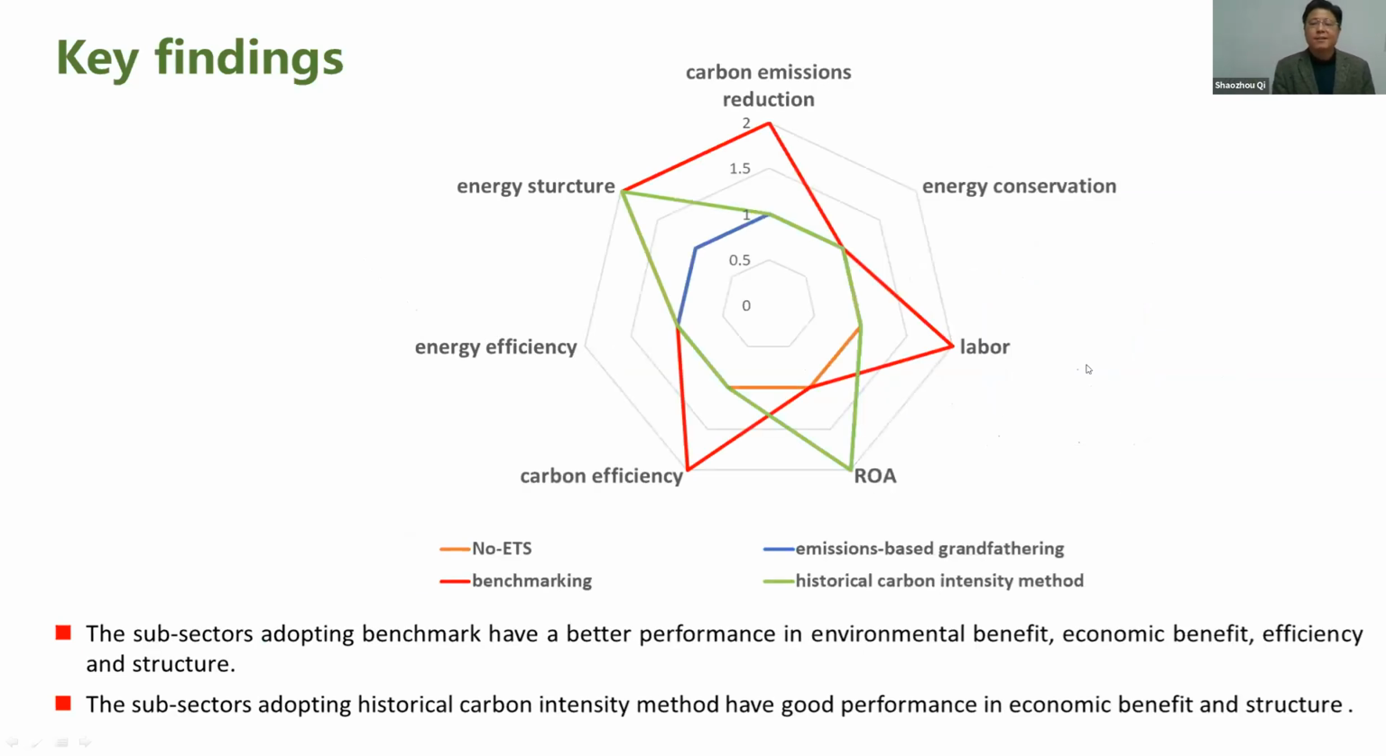In terms of the different allowance allocation methodologies, we can compare the benchmark, grandfather, and carbon intensity methods. The right line is about the benchmark, because compared with the other two methodologies, the benchmark has an advantage. So the subsectors adopting benchmark have a better performance in environmental benefit, economic benefit, efficiency, and structure. And the subsectors adopting the historical carbon intensity method have good performance in economic benefit and structure.